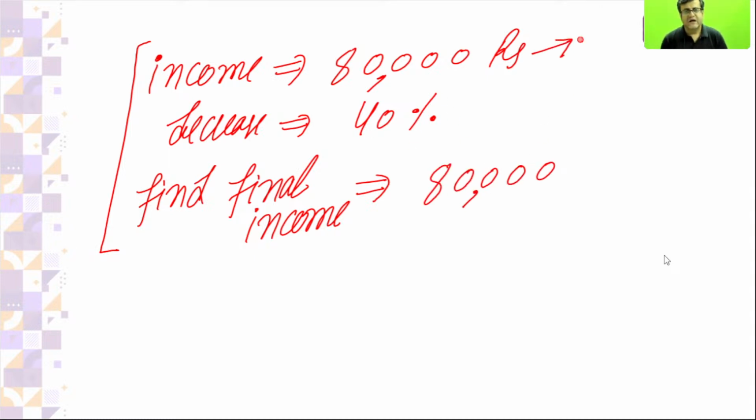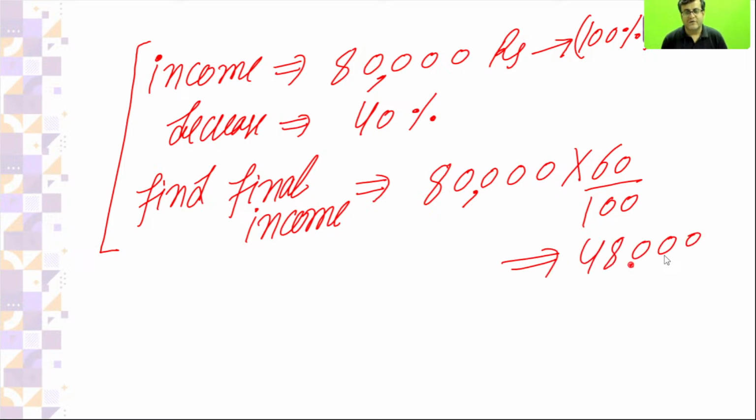This value is 100%. Out of 100, a 40% decrease means the value left behind is 60%. So 60% means 60 by 100. 80,000 ka 60 by 100. 8 6s are 48. 48,000 rupees. That is it. Those who were not able to do it, I think they are clear with this.